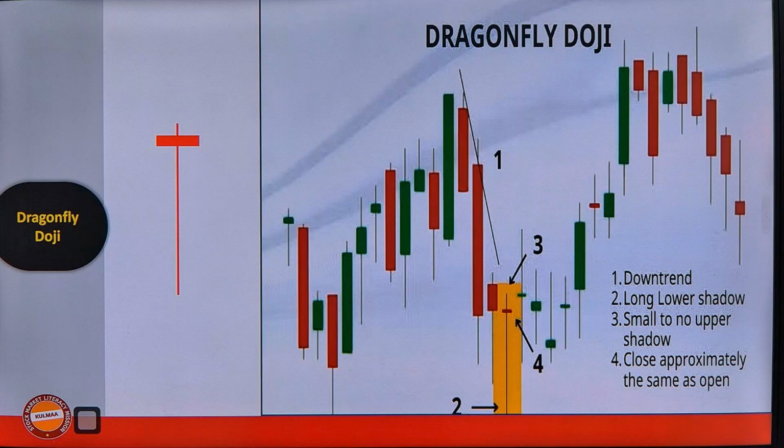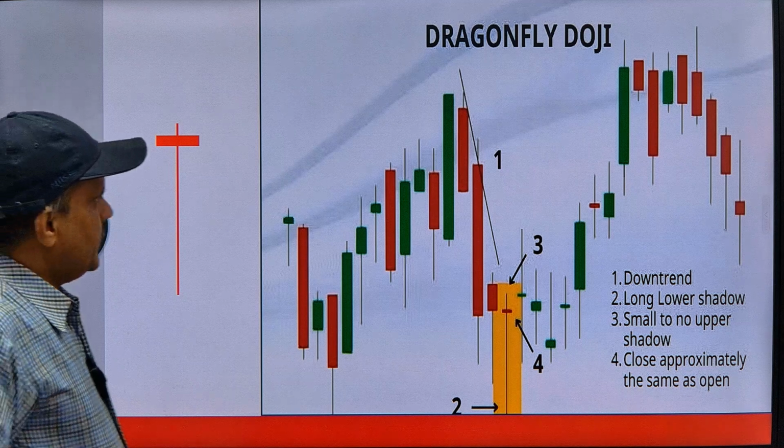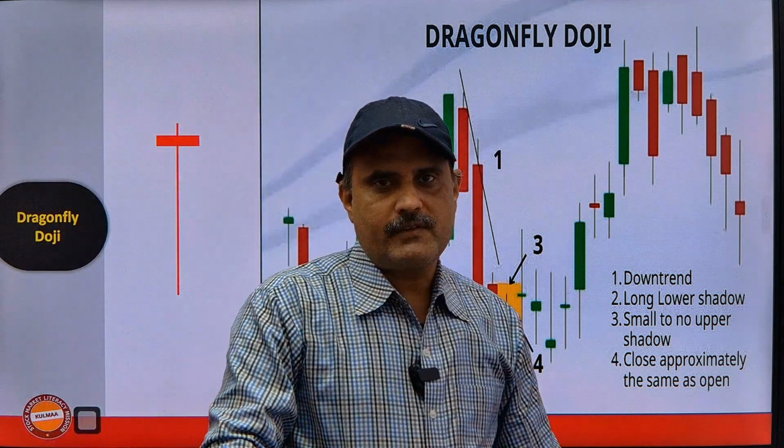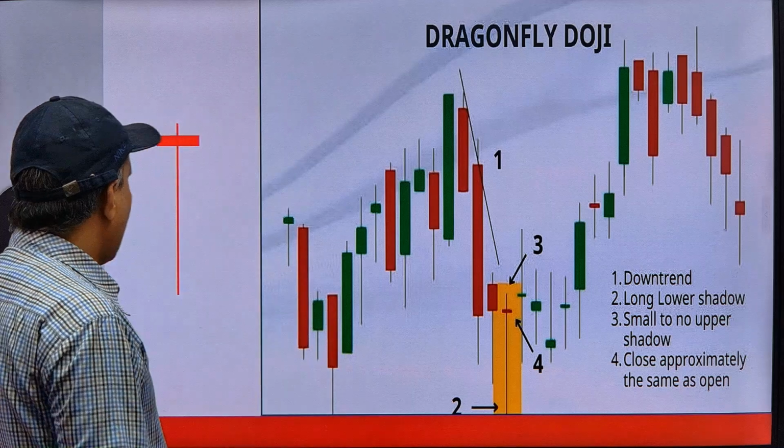Today in this class, in the next 10 to 15 minutes, we are going to decode how this Dragonfly Doji is created, and we are going to teach you one unique method. By using that method, you can avoid so many traps of the market and you can be a pro trader. Let's start. What is Dragonfly Doji? Dragonfly Doji is basically a bullish reversal pattern. So let's understand how it is created.